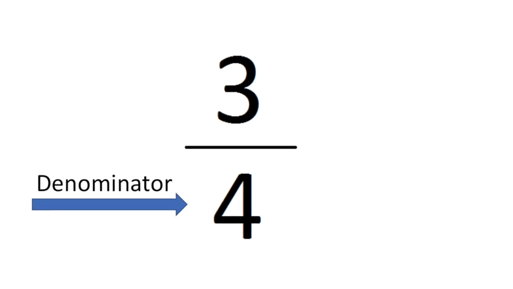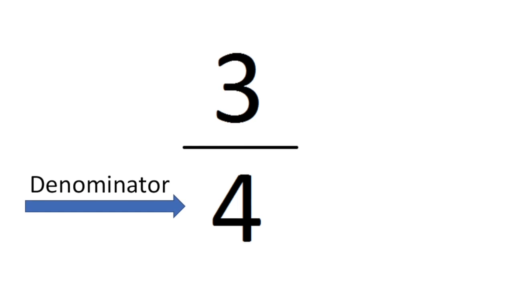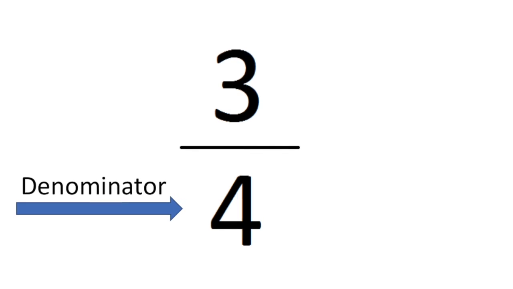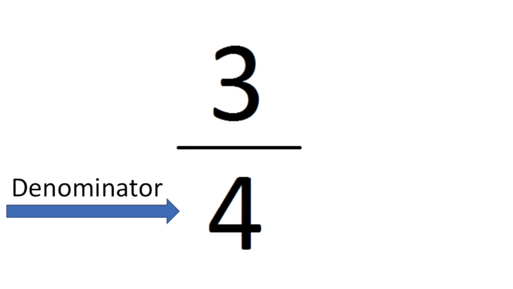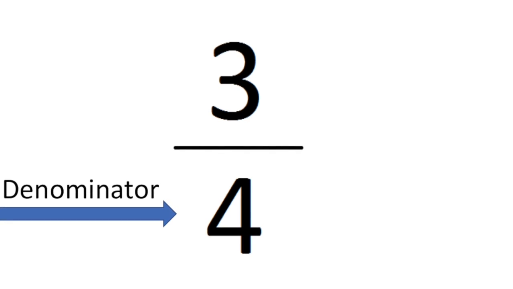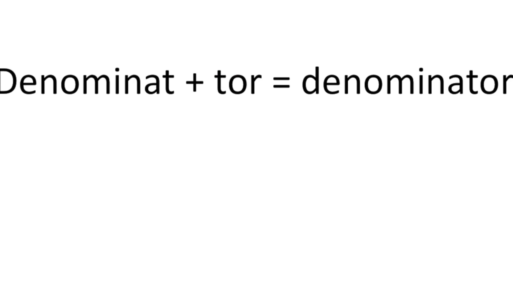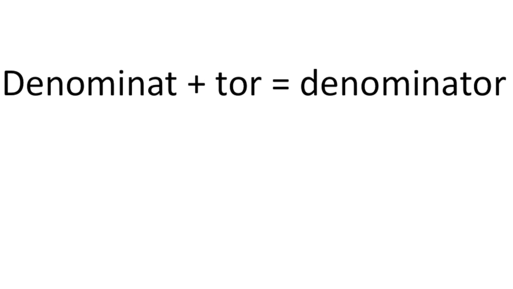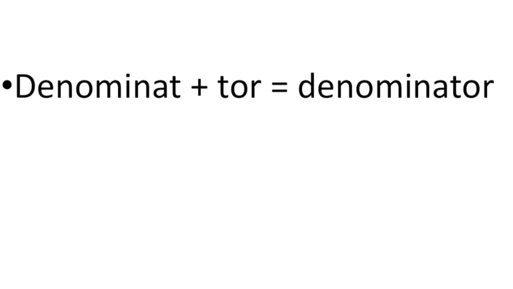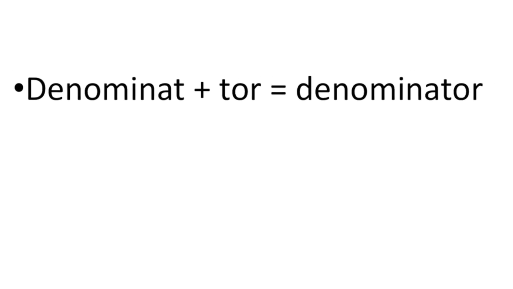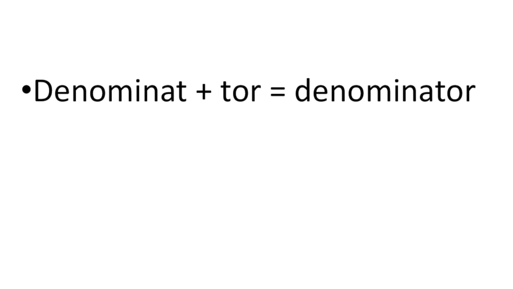The second term we will be discussing is denominator. A denominator is the number under the line in a fraction that means the number of equal parts in which the unit is being divided. Denominator can be broken down to denominate and tor. Denominate means to name or to denote.